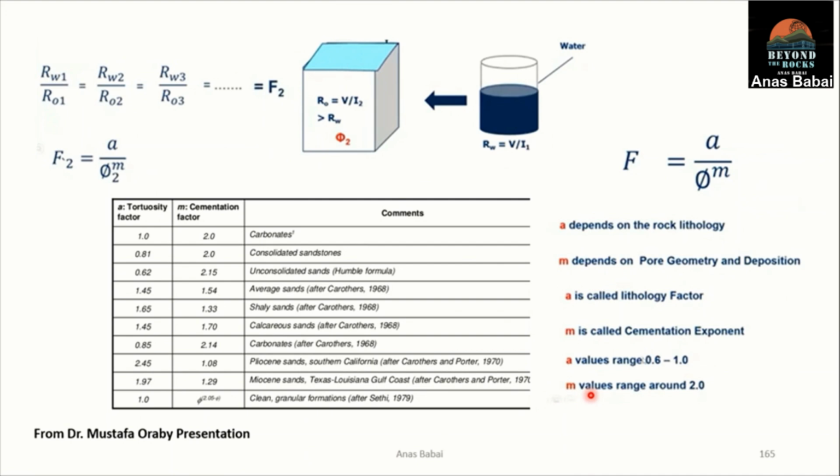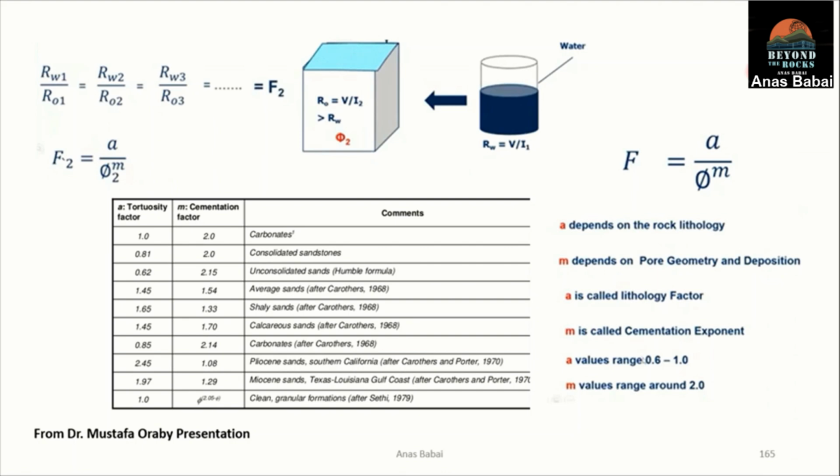Now he did the same experiment, but this time he changed the porosity. So he was changing the porosity and changing the water saturation as well. He found out that the three experiments also gave the same constant, and this constant he named F2, which is different from F1, but it's also equal to A divided by phi 2 to the power m. So the phi is different from the phi in the first experiment.